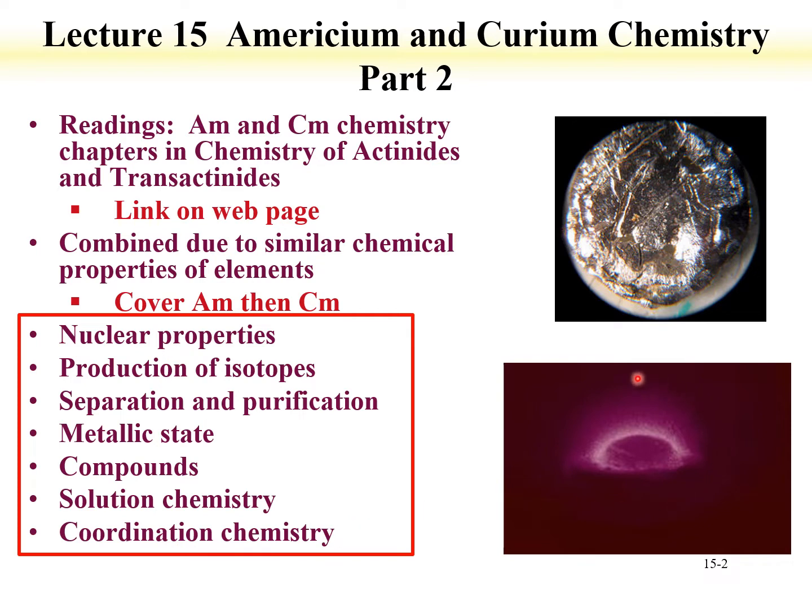Then we'll move on within this part to discuss the nuclear properties, production, metallic state, compounds, and solution chemistry of curium. And here we have an example of curium. Again, it's glowing. The glow is also an indication of what isotope this curium compound is. The longer lived isotope, something like curium 248 or 246, would not have this glow, but something short-lived, like the 18-year curium 244, would have this glow. So we know that this is a compound of curium 244.